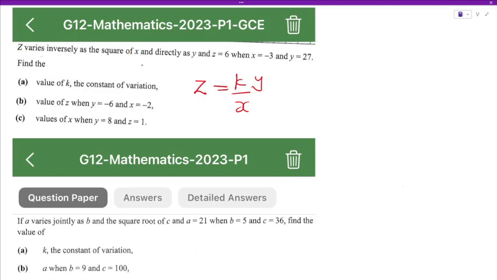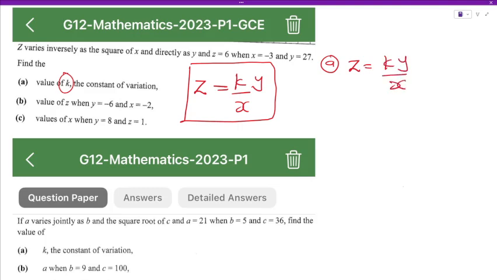We see how people are going to figure it out. So this is our formula here. We can now go ahead and find the value k, the constant of variation. So I'm going to say z is equal to k y over x squared. So z is given as 6. So where there is z, I'll put 6 is equal to k times y, which is given as 27.